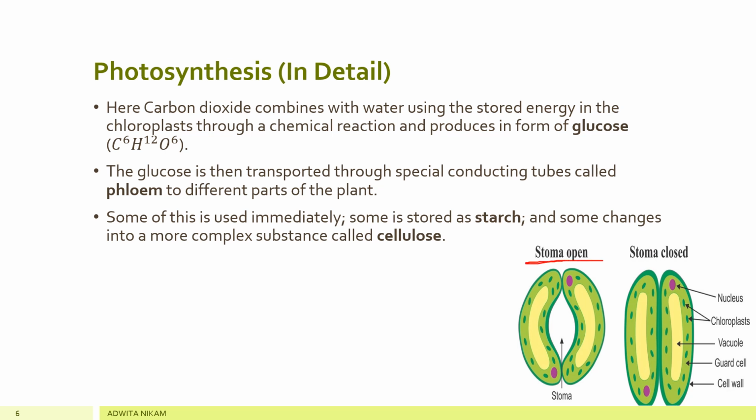So this is the structure of stomata. This is stomata open and this is stomata closed. Here we can see the nucleus, the chloroplast, the vacuole, the guard cell, the cell wall, all the parts of the cell, and the chloroplasts.